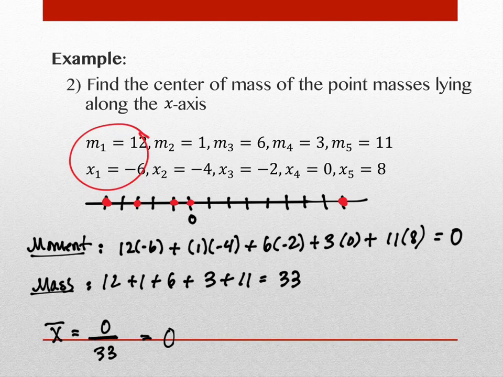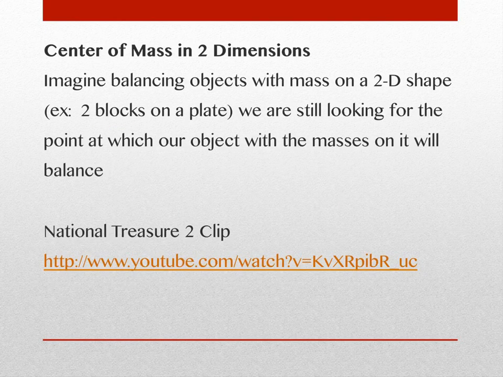Okay, so you've had an experience now where you have moved these around in 2 dimensions. I do actually mean 2 dimensions now. So this is imagining balancing an object, which you don't have to imagine. You just did it on a 2-dimensional shape, i.e. 2 blocks on a plate, or you did candies on kind of a square slab, right? We're still looking for the point where your object with the masses will be balanced. There's going to be balance in there.